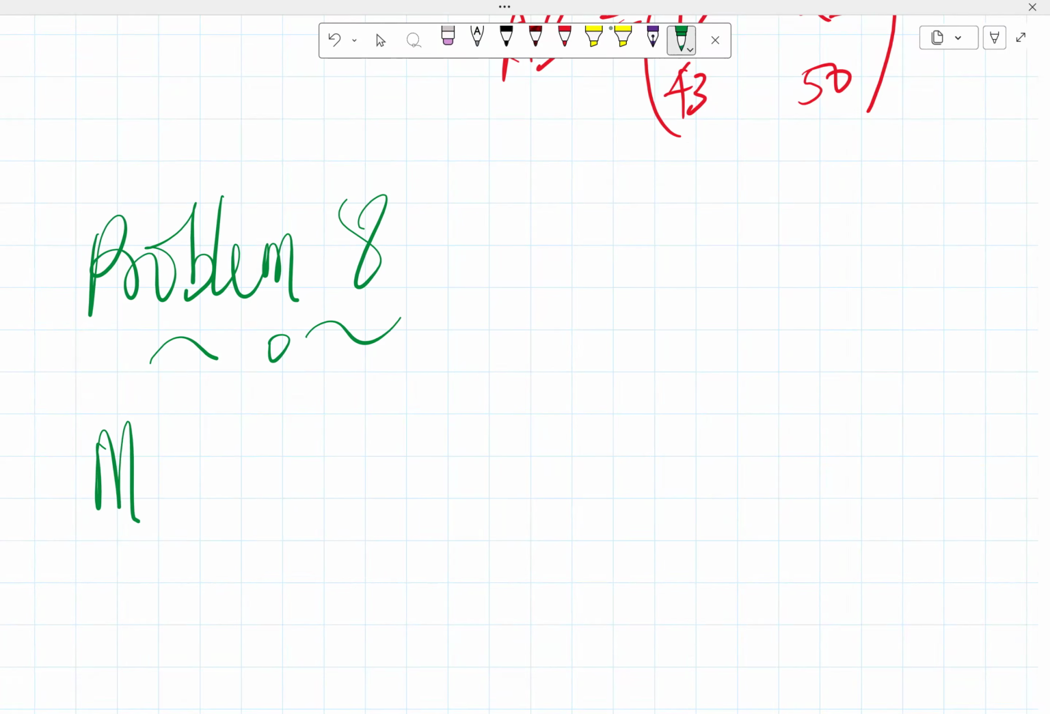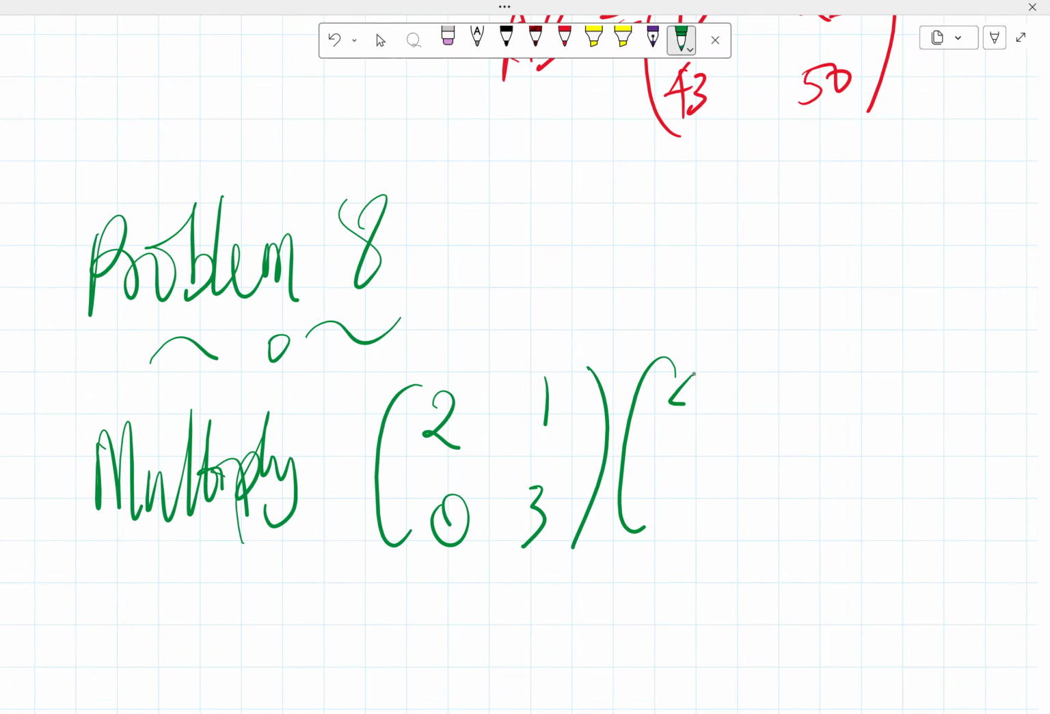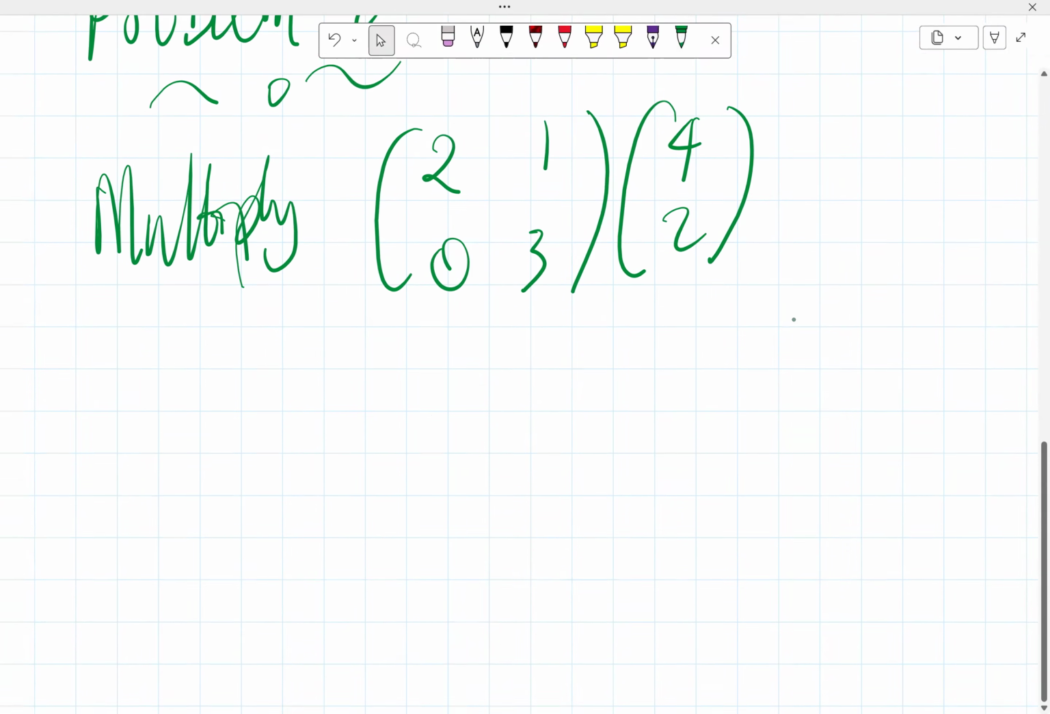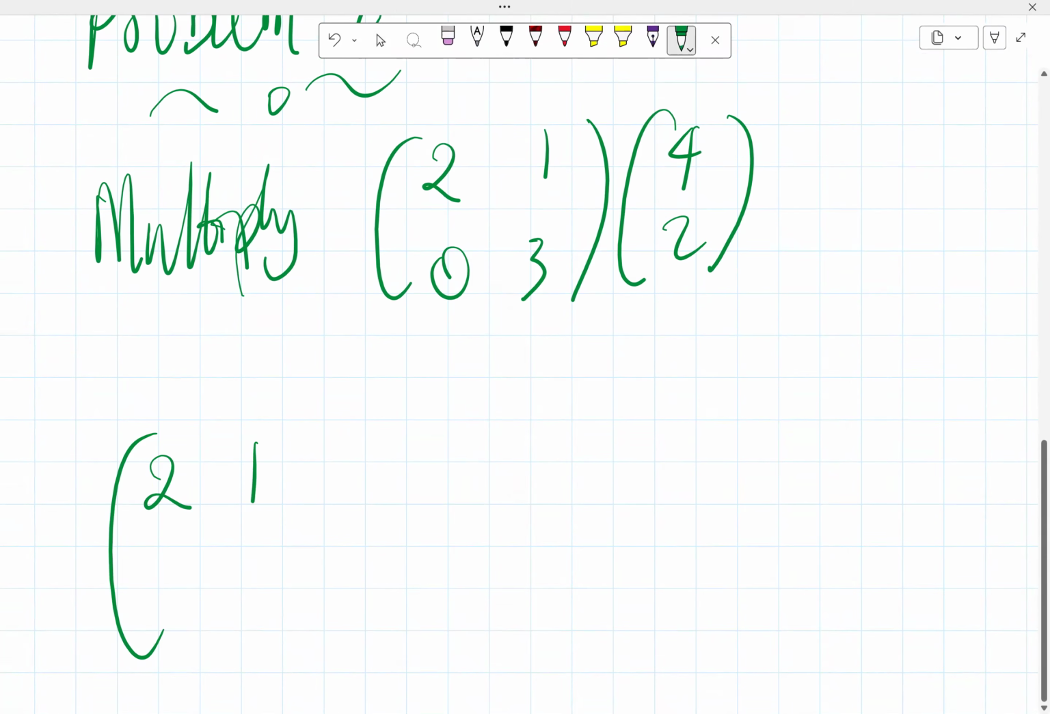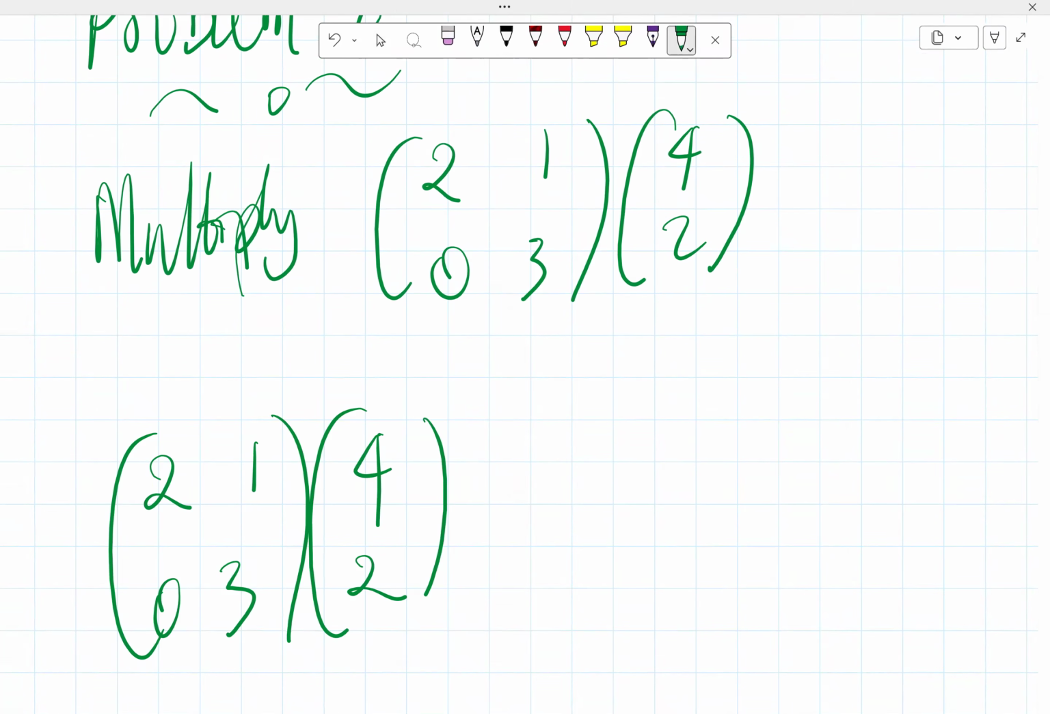So we need to multiply the matrix [2 1; 0 3] and the vector [4; 2]. Easy peasy. This is a 2 by 2 matrix multiplied by a 2 by 1 matrix. Usually you're going to get a 2 by 1 matrix as your result at the end of the day. So that helps us to know where we are going.